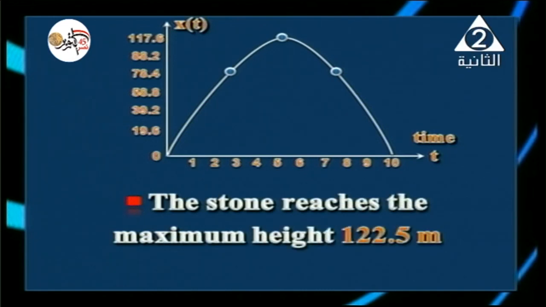What is the maximum height? 122.5 meters. Maximum height means velocity equals what? Equals 0. t equals 5 is when the stone reaches the maximum height. Look at the maximum height when t equals 5. When t equals 5, in the graph, the height is 122.5 meters.